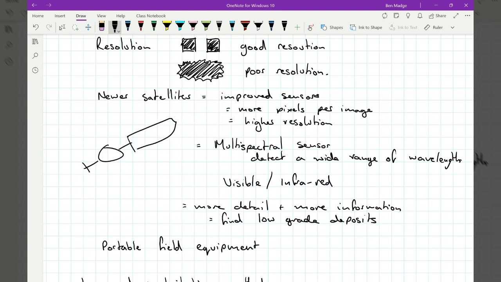So there's my satellite. Okay, so he's got a cool new camera system on him.